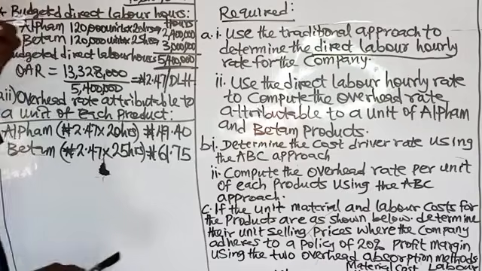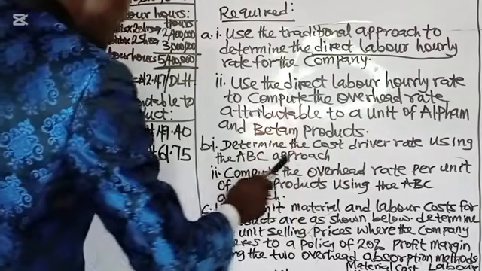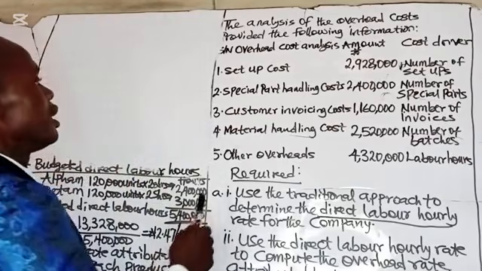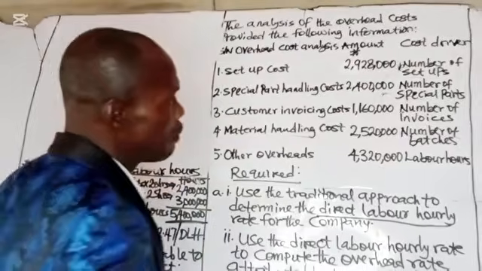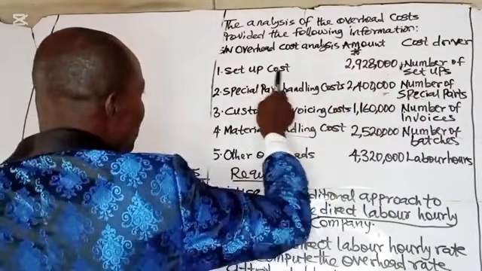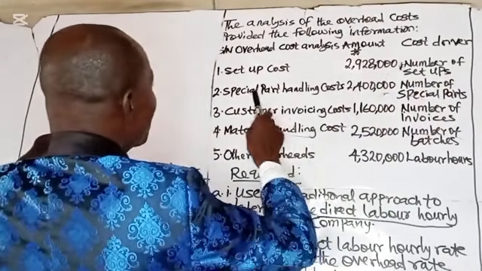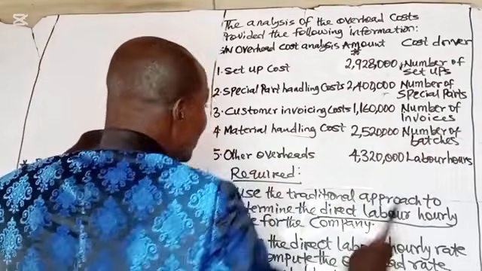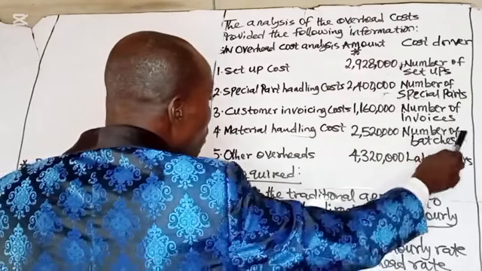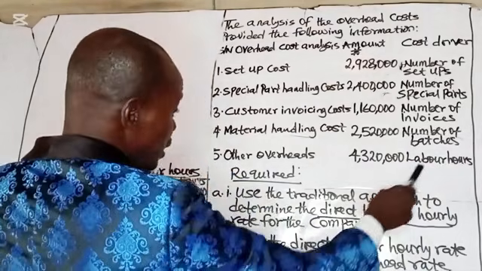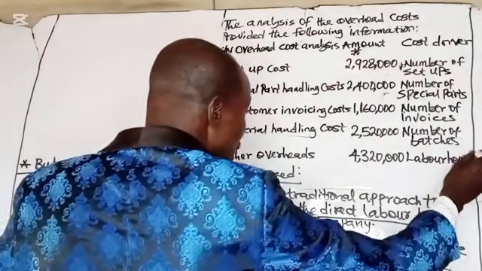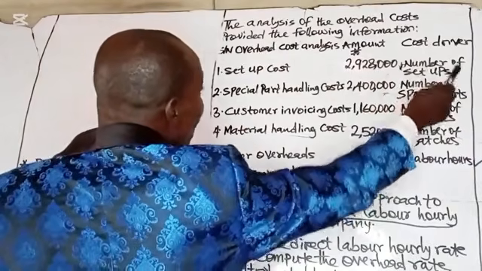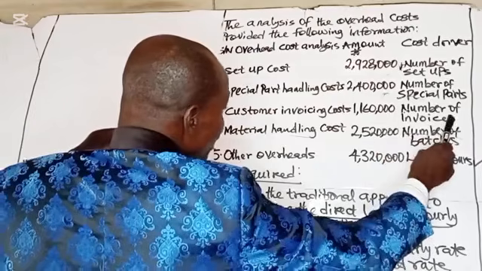Then B1, determine the cost driver rate using the ABC approach. Remember, I've told you to determine the cost driver rate using ABC, divide the activity cost by their possible cost drivers. For setup cost, the cost driver is number of setups. For special part handling cost, use number of special parts. For customer invoicing cost, use number of invoices. For material handling cost, use number of batches. For other overheads, use labor hours, which we determined earlier in A1, so you don't need to repeat that here. But you will need number of setups, special parts, invoices, and batches.